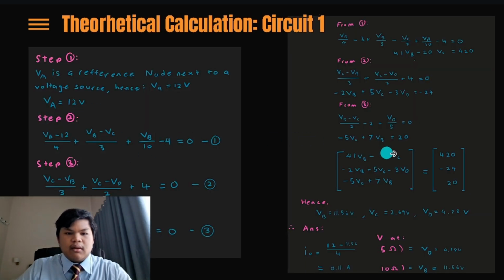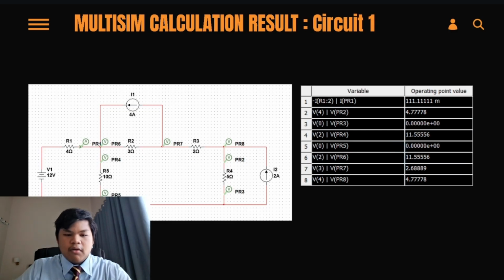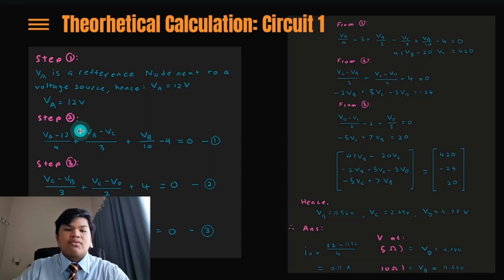And then VB over 10, which is VB minus 0. Here we've assumed this is ground. VB minus 0 over 10, and then minus 4, as the current source going in is 4 amperes.